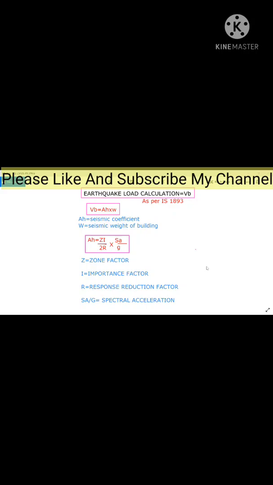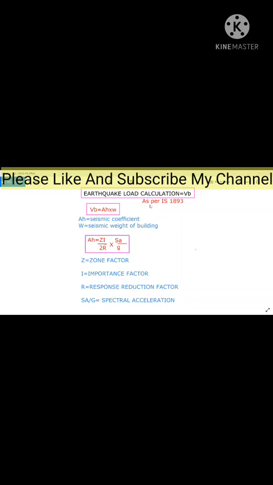So today in this session, we are going to learn about earthquake load calculation. Basically, earthquake load is a kind of load which acts in the ground, which can affect your building. Your building can be tilted horizontally because of earthquake load. So what are the factors we need to consider when we calculate the earthquake load? We are going to see those in today's session.